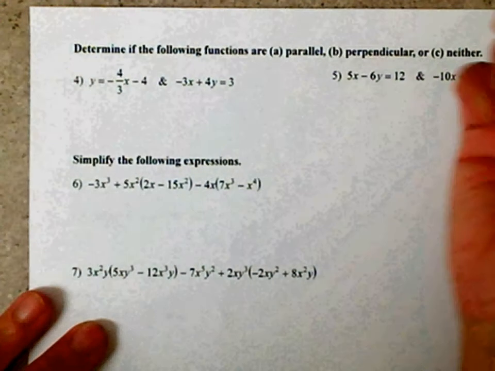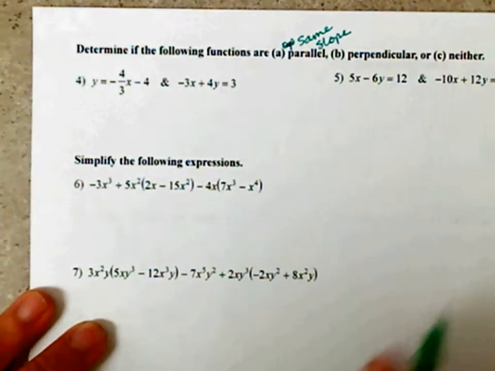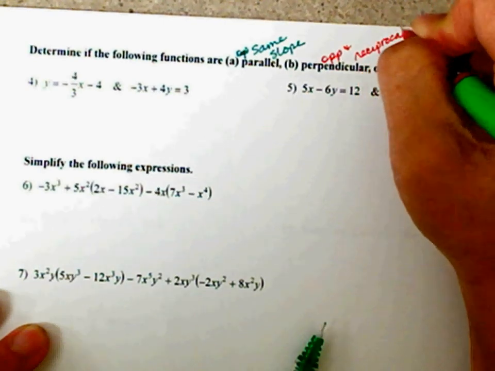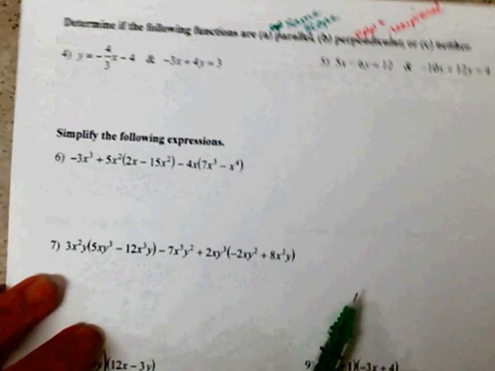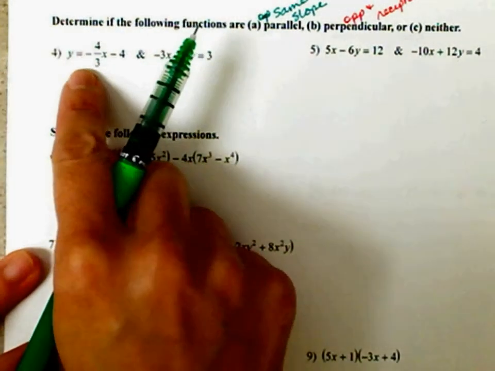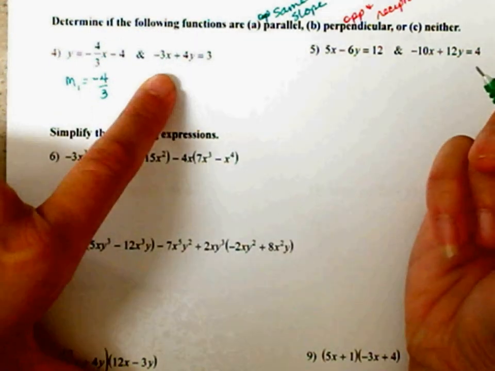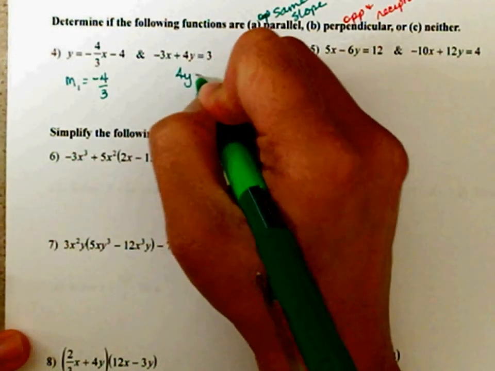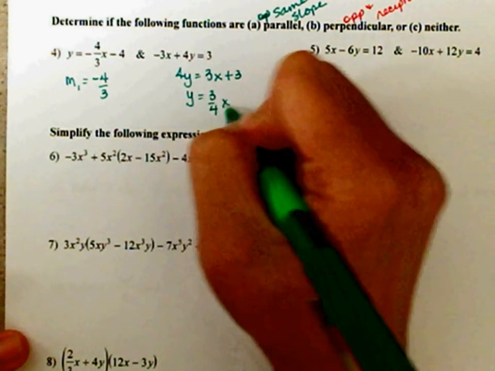Number 4. Here is to determine if something is parallel. Parallel has to be the same slope. Perpendicular has to be opposite and reciprocal. And neither means it can just be opposite, or it can just be reciprocal, but they're not the same. So let's take a look at number 4. This is in slope-intercept form. So your slope right here is negative 4 over 3. Take a look at this slope. Solve for y equals. So you're going to have 4y is equal to 3x plus 3, because I add 3, y is equal to 3/4 x plus 3/4.